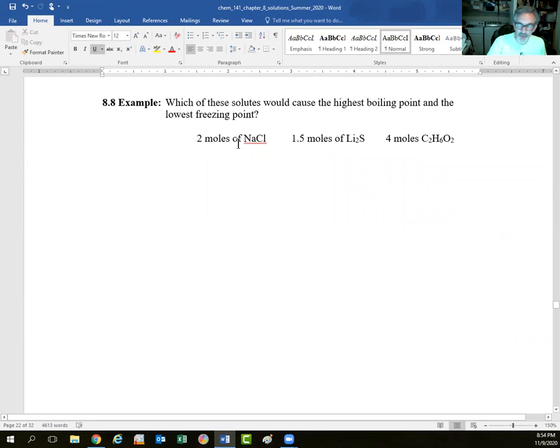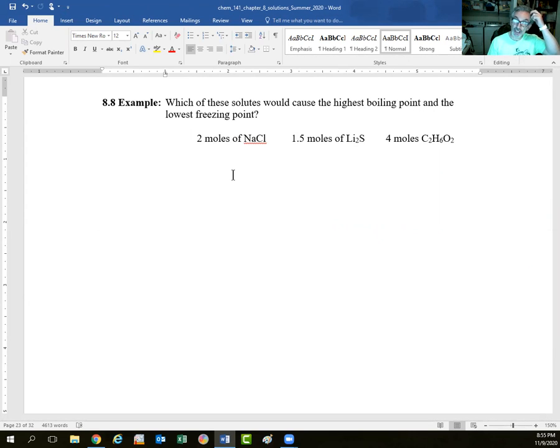So try these 3. What would be the solute to create the greatest freezing point depression effect based on these levels? Take a second to work out your answer before we go over the answer. Okay, we'll assume we're back.